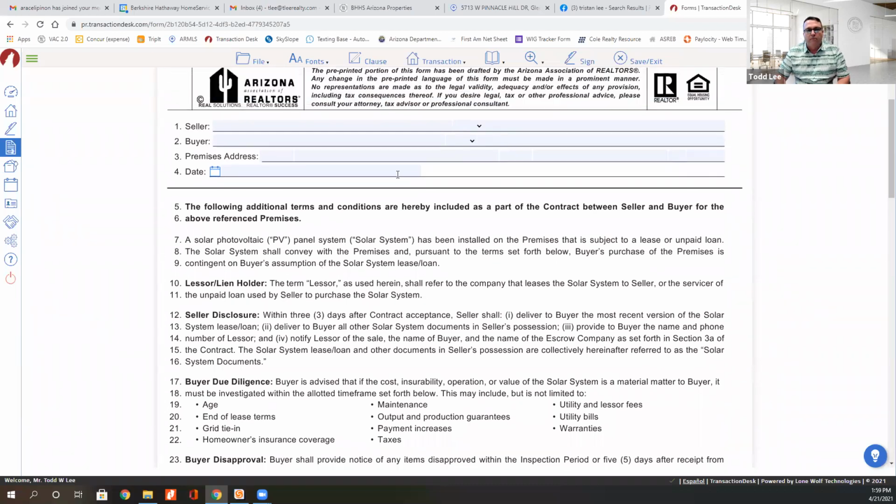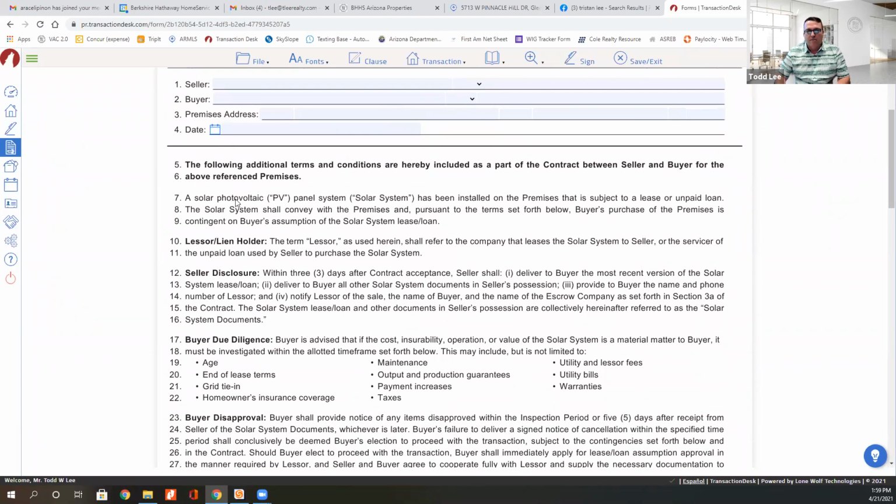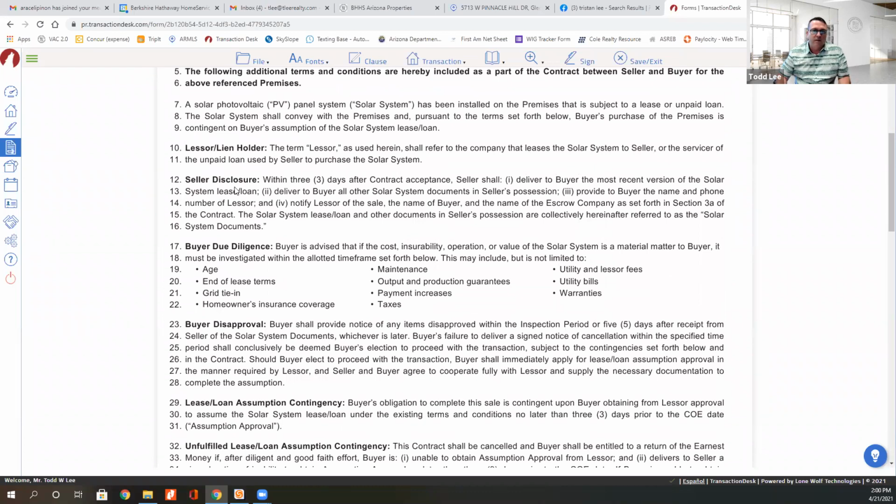So again, the top part is the same. Following additional terms and conditions are hereby included in the contract. The solar system installed on the premises is subject to a lease or an unpaid loan. The solar system shall convey with the premises pursuant to the terms set forth below. Buyer's purchase of the premises is contingent upon the buyer's assumption of the lease. Says who the lien holder is, the seller's disclosures within 3 days. They've got to give you a disclosure about all the documentation they have on it and its functionality.